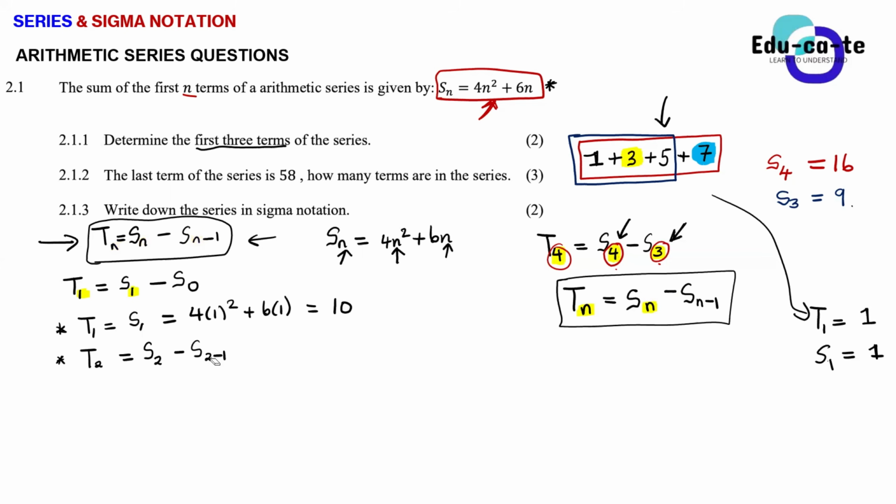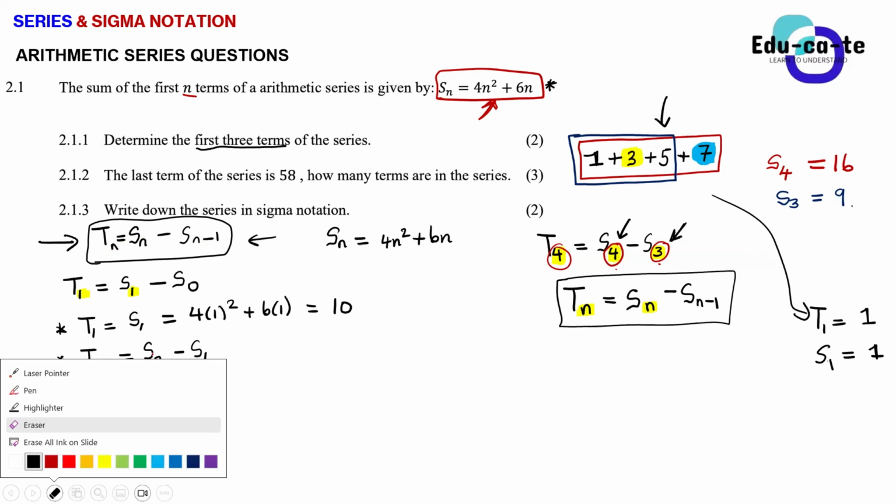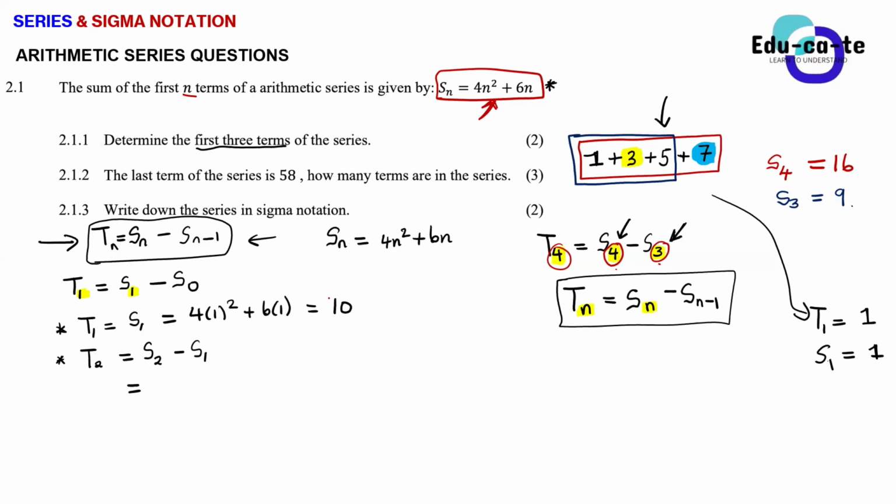This is S2 minus 1, so it's more like the sum of 1 term. So S2 minus S1. How can I get the S2, guys? Let me just substitute here. How can I get the S2 using this formula? How can I get the S2 and the S1? The S1 I already have, it is 10. We already found out that when you substitute 1 here, we get 10. What about S2? How can you find S2?